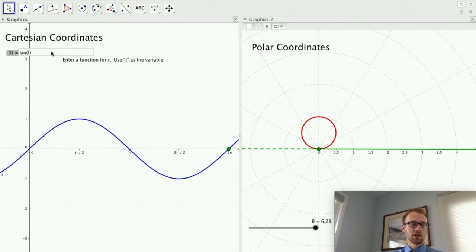Okay, so please do have some fun with this. Click on the link I just said is in the description below. Type in some equations here. See how the Cartesian graph relates to the polar graph, and have some fun with it. I hope it blows your mind and that you enjoy it.